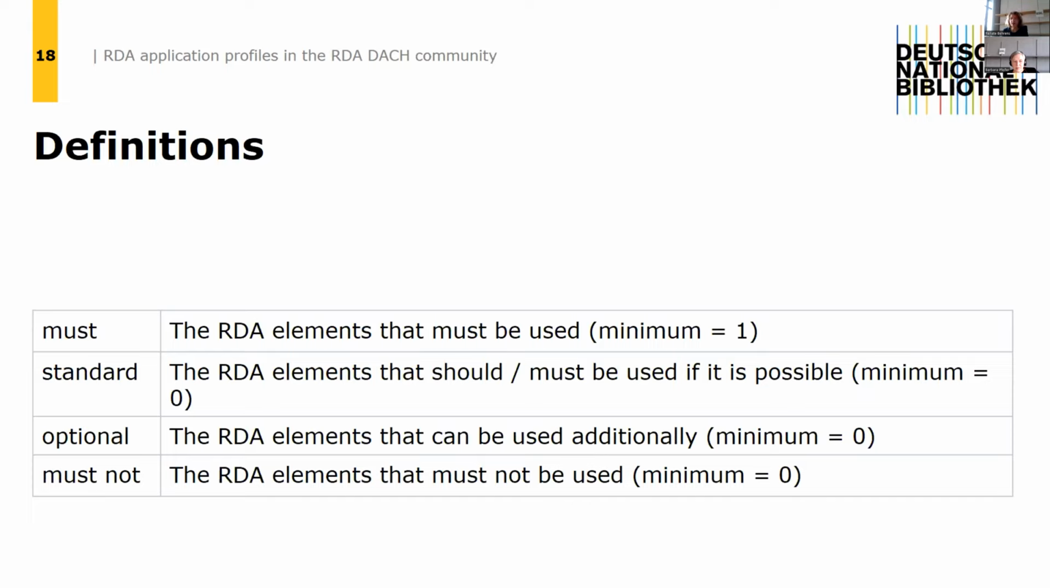And here we orientated ourselves with the approach the RDA Toolkit itself is providing, what is needed for an application profile, and what definitions for the elements exist. If an element must be used, if an element should be used, we call it standard. If an RDA element can be used on top, it is optional, or if an element must not be used. And this last one, must not be used, appears very often for special communities. You can imagine for manuscripts, old books, it is very different, or for images, for example. So we have these four definitions for the elements.